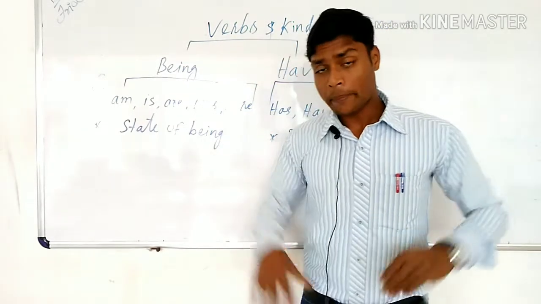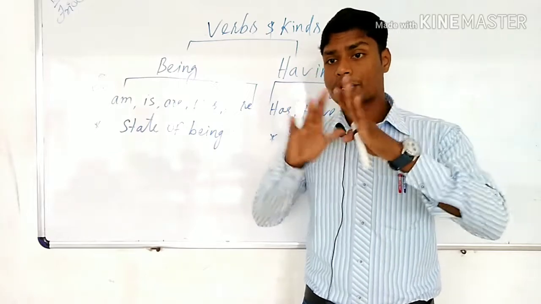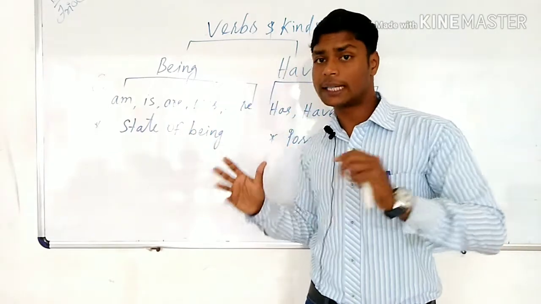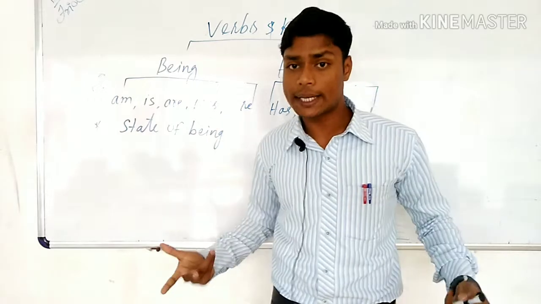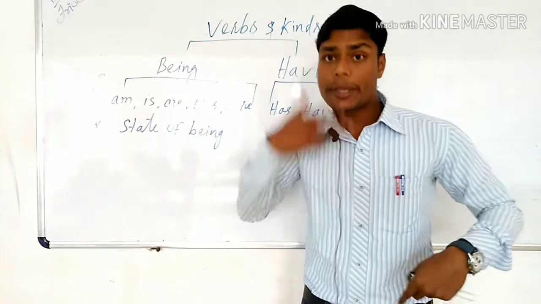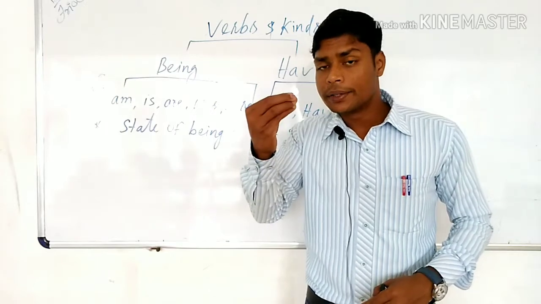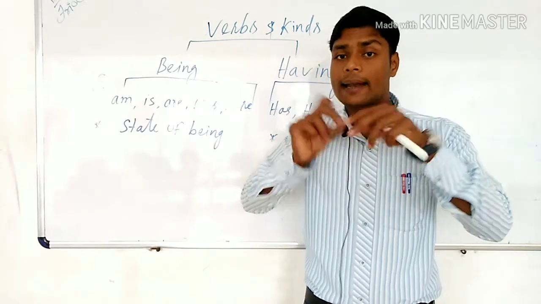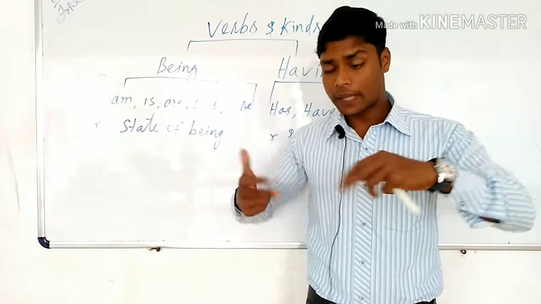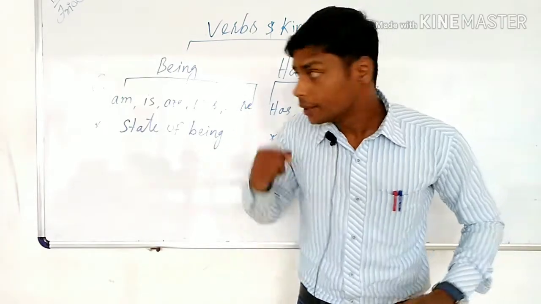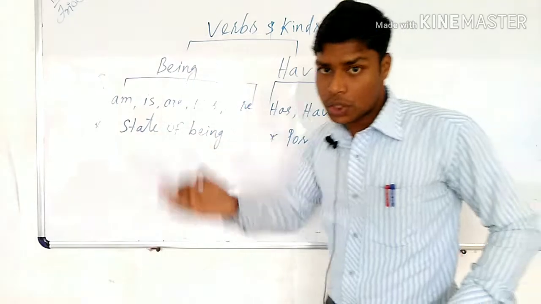What is a verb? A verb is an action word. It is a word that shows some action in the sentence. For example, now I am speaking to you. What am I doing? I am speaking. So speaking is an activity. It is an action that I am doing now. Therefore, in short, a verb is an action word.